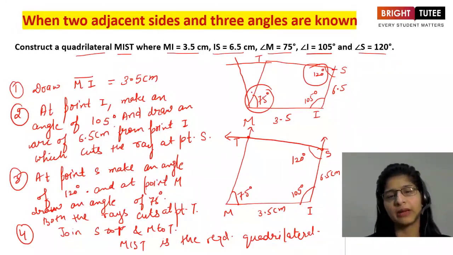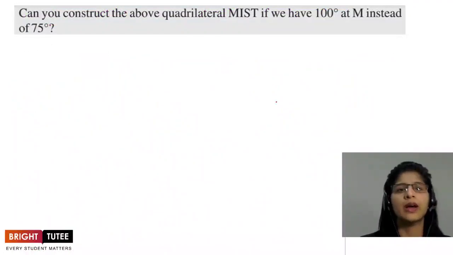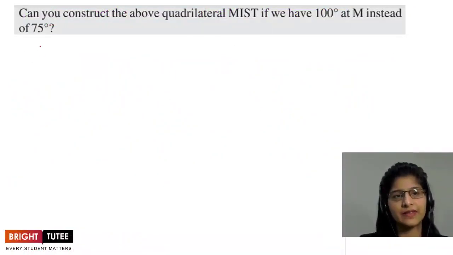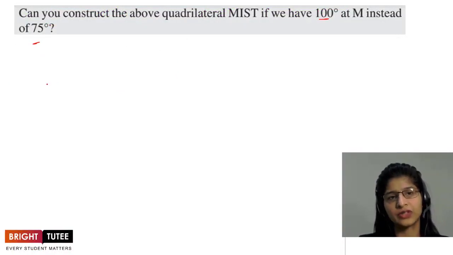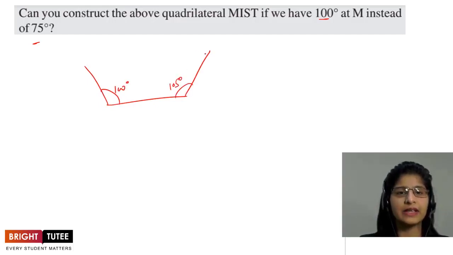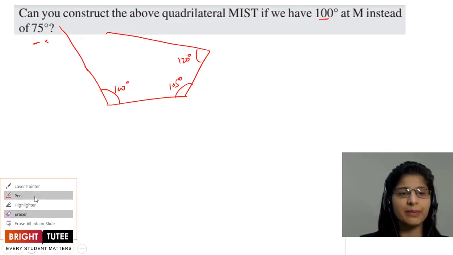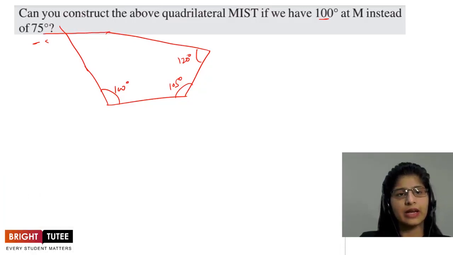We just need to keep one thing in mind, that the angle sum property of a quadrilateral, that is the sum of all the angles, should be 360. So we have 75 degrees, we have 100 degrees, and one more angle was given. Instead of 75 at M, we have to use 100 degrees. Here we already know that we had to draw 105 degrees, and here we were drawing 120 degrees. So somewhere these two rays will cut. Let me show you a bit more properly. These rays will cut, like this, at this point. So MIST we will get.